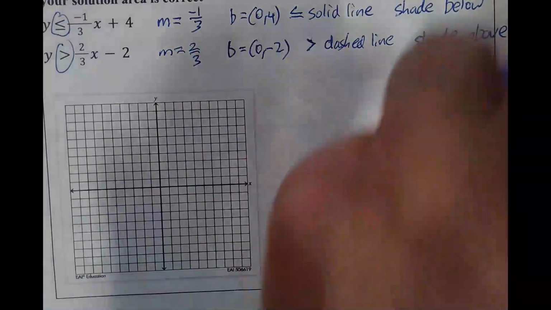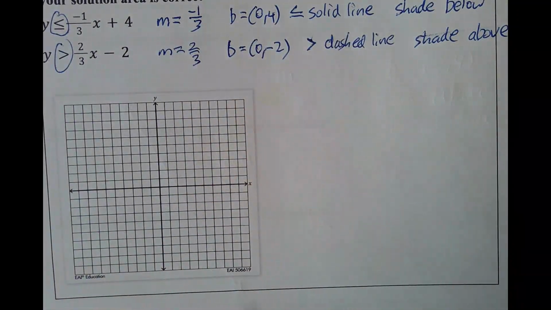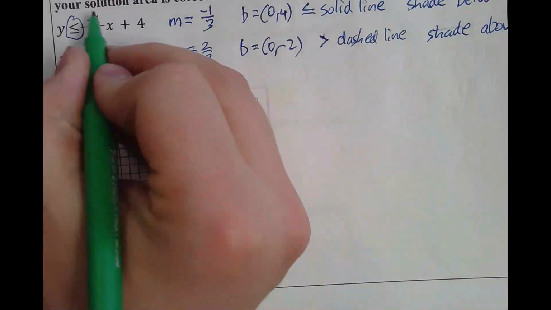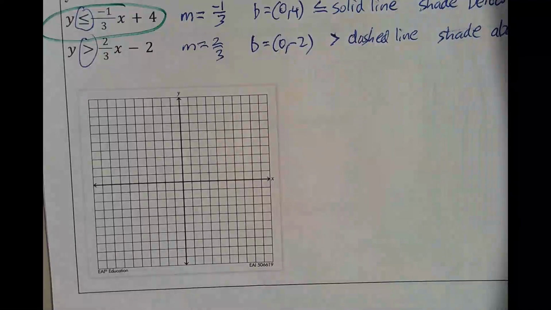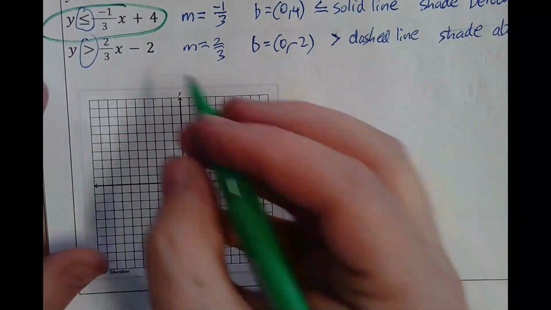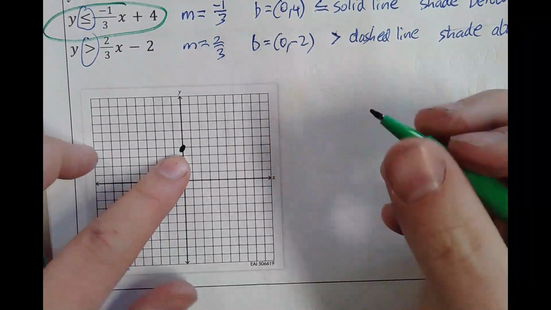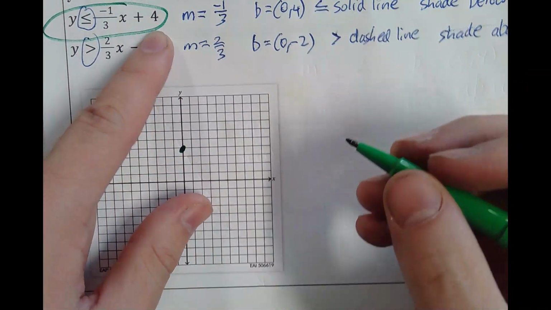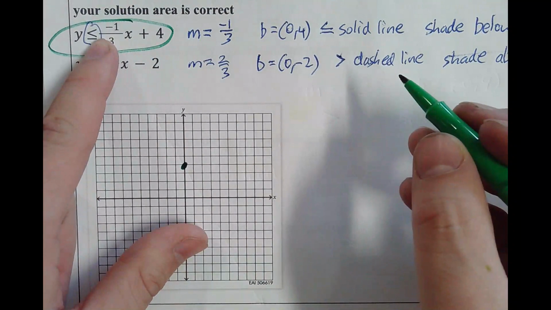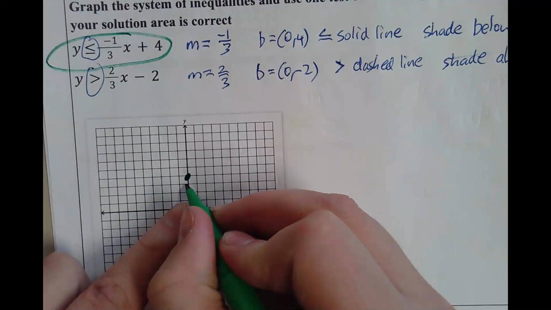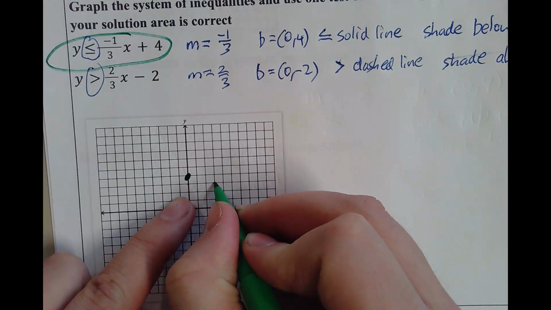Alright, I think just to make this a little bit nicer for me, I'm going to go ahead and use two different colors on my graph. For the first one, I'm going to use green, and for the second one, I'll choose a different color. So I'm going to put my y-intercept at 0,4. Let's see if you did this correctly. Y-intercept at 0,4. The slope is negative 1/3. Rise negative 1. Run 3.